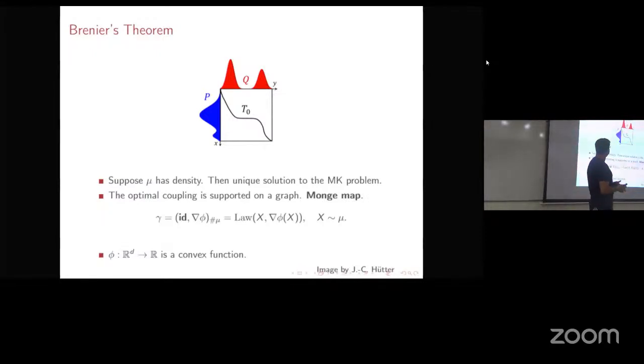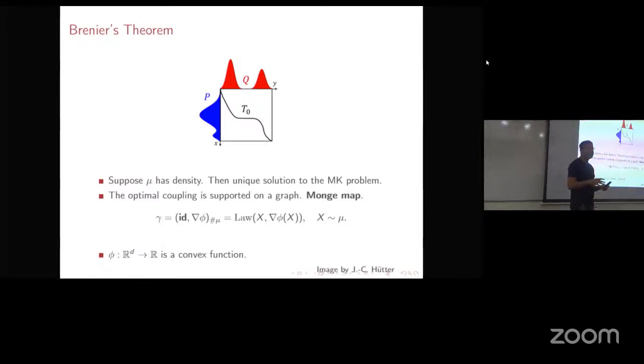The beautiful result is called Brenier's theorem. It was proved in the second half of the 1980s by Yann Brenier. And Yann proved this wonderful, wonderful theorem. I want to go over this theorem slightly. If there is one thing you should learn from this talk, it is this theorem. Suppose one of the two measures, mu, has a density. Then there's a unique solution to the Monge-Kantorovich problem.